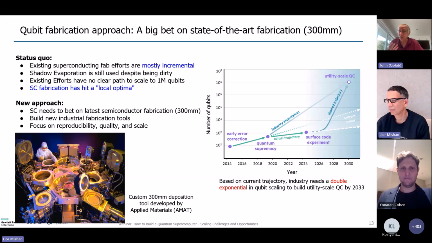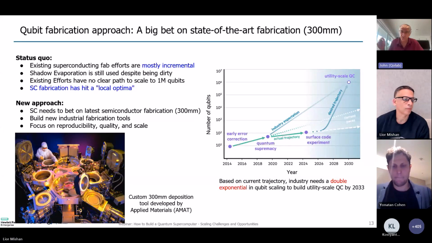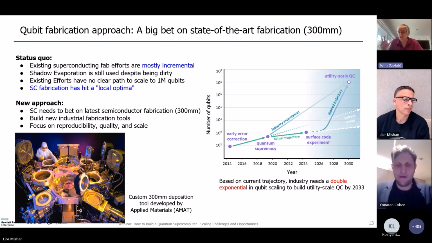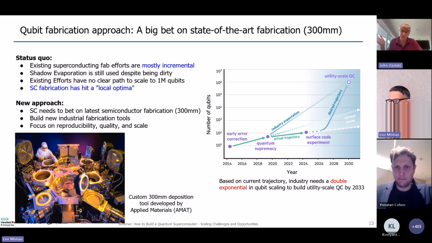Now, at the time of the quantum supremacy, the idea was at the end of the year, you would build a utility scale quantum computer, roughly 1 million qubits or so. And that's what people were talking about and hoping to do. But you see that the actual progress has been much slower. So you're halfway to the end of the decade, and we got a factor of 2. Now it's improving, it's getting better, but it's really slow.